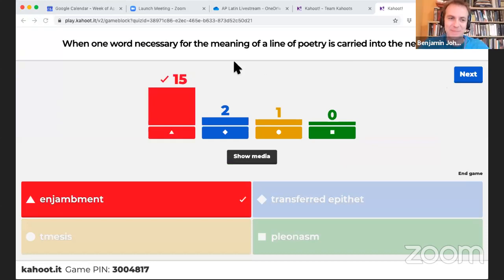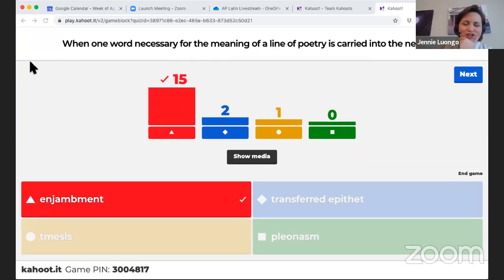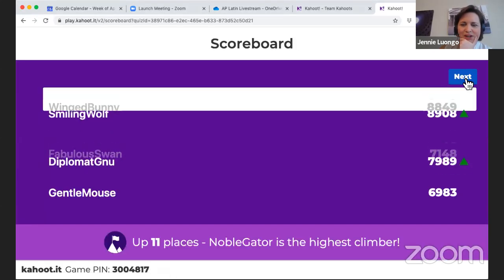There you go. Okay. Yay. Okay. And jam, I think they got your clue. Yeah, you jam it in. You jam it into the next line. Yep. All right.